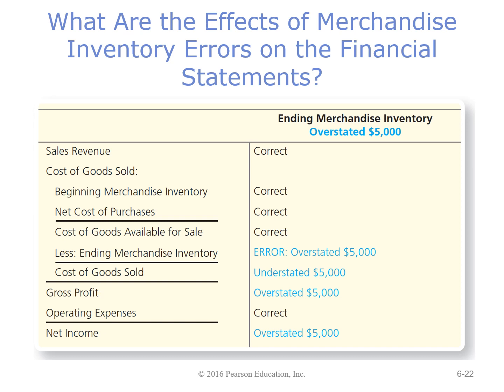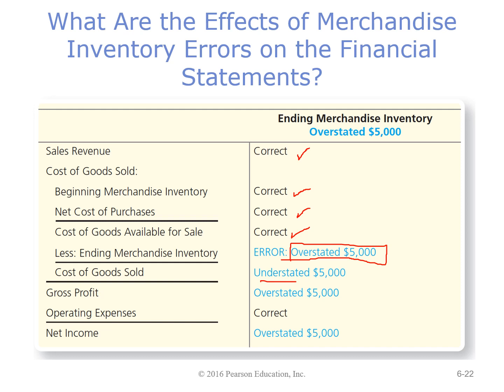This is an example of an overstatement of 5,000 in the ending merchandise inventory. The sales revenue is correct. The beginning merchandise inventory is correct. The net cost of purchases is correct. The cost of goods available for sale is correct, but the error is here at the ending inventory. We overstated it by 5,000, which means you are going to subtract 5,000 more. So the cost of goods sold will be understated.